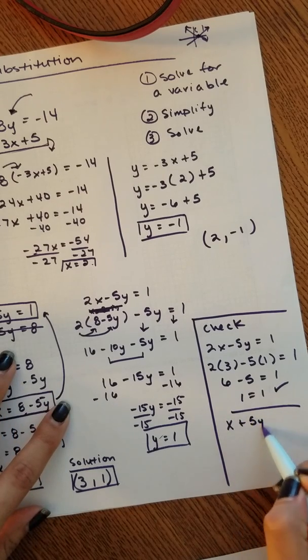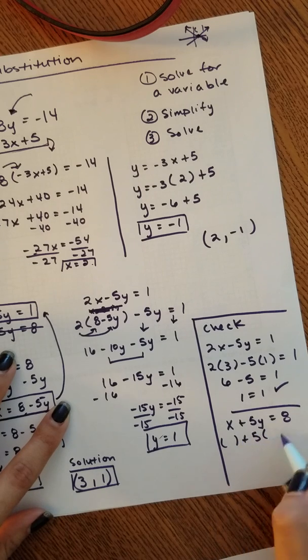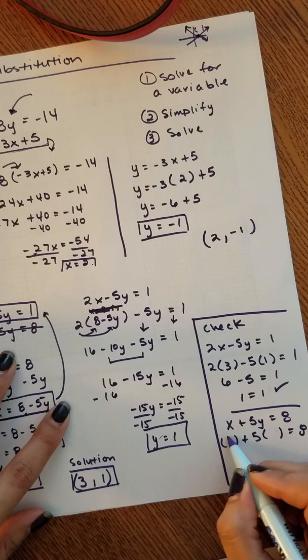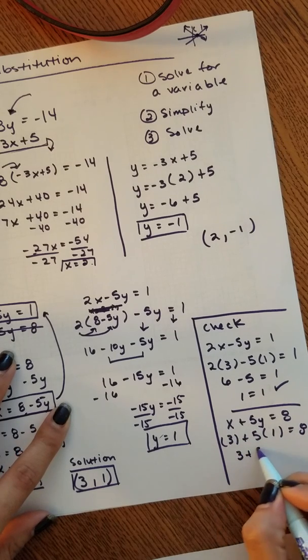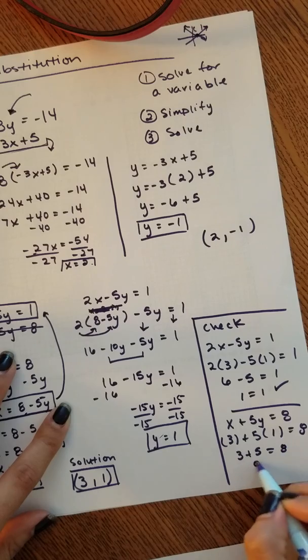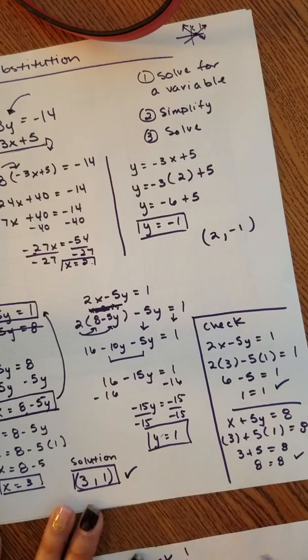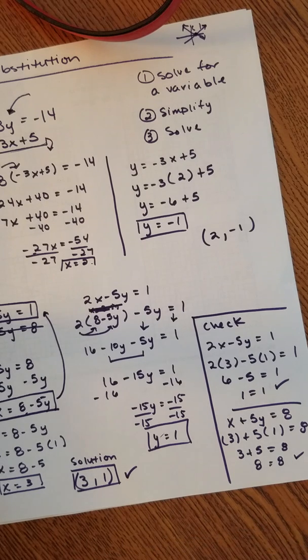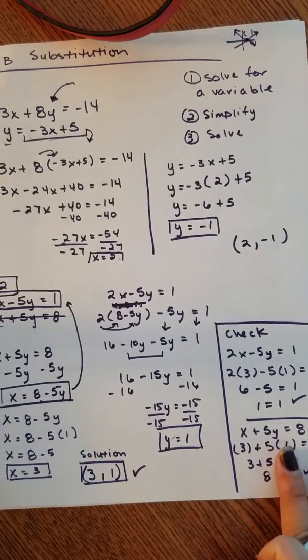X plus 5y is equal to 8. 3 plus 5 times 1 is equal to 8. 3 plus 5 equals 8. 8 equals 8 is a true statement. So we know that this is in fact our answer, and we have completed this problem. So you could go ahead and move on to the next equation or problem if you need to.